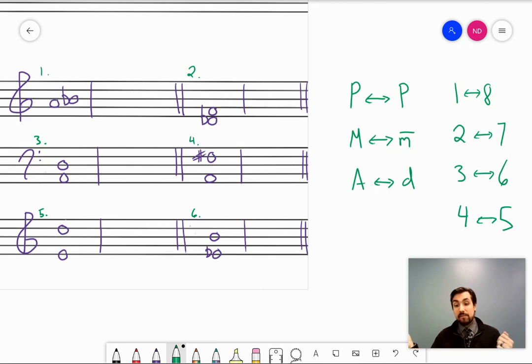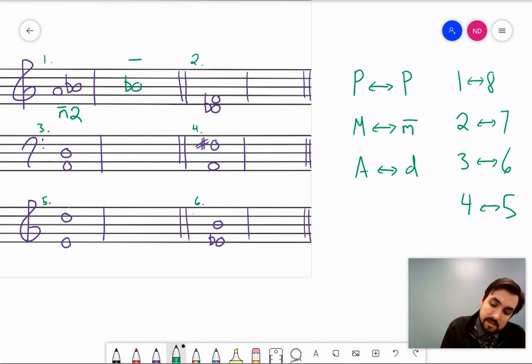A perfect fifth goes to a perfect fourth. Even weird ones like an augmented seventh would invert to a diminished second. Just work both sides of the chart. So what I think we should do here, and this is how you'll typically be asked about it, is to label the first interval, invert it, and then label the second. So for example, this first interval, A to B flat, is a minor second.